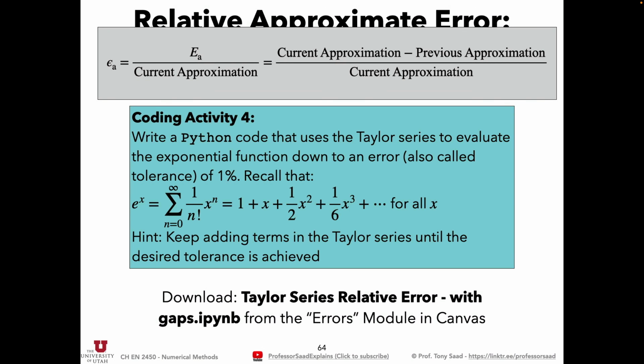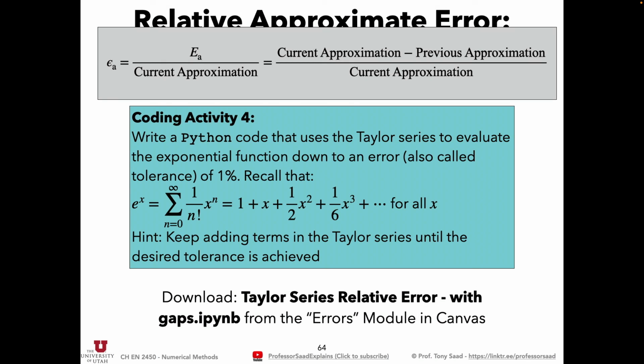Write a Python code that uses the Taylor series to evaluate the exponential function down to an error, also called tolerance, of 1%. So in other words, we will keep adding terms until the relative approximate error between 2 consecutive terms is 1% or less. So once we hit 1% or less, we stop. This is great because that tells us, look, we've done our best. 1% is an acceptable error that we choose, right? You can keep doing it for an error of 0.1%, but at least it's a stopping criterion, and it will prevent the Taylor series from taking over your computer and the world.